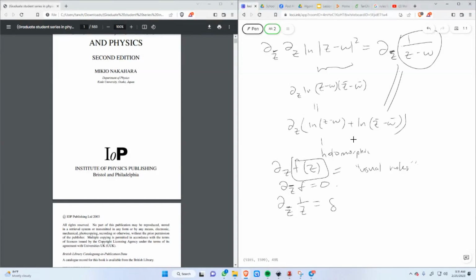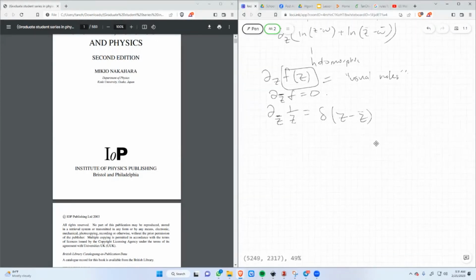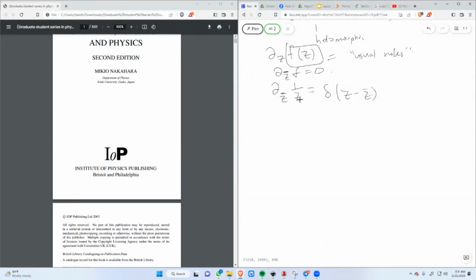And I heard that this equals z minus z bar. I'm not sure if there's a factor of 2 pi. I'm not sure what to make of this exactly. Do delta functions come in, on the left hand side? I know people use the Stokes theorem and things, but it's not enough for me.